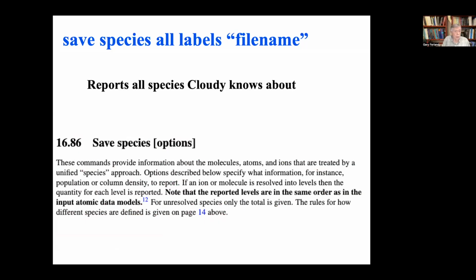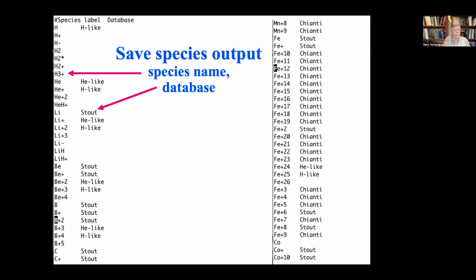Save species all labels is one of the commands, and what it does is generate a report that gives you all the species Cloudy knows about. Remember, there's two different things. There's a spectrum, which is a collection of photons, maybe carbon 2, and then there's a species, and that's the baryon that made it. That would be C plus. And so we use that language. So this section of Hazy describes it. This is a sample of the output.